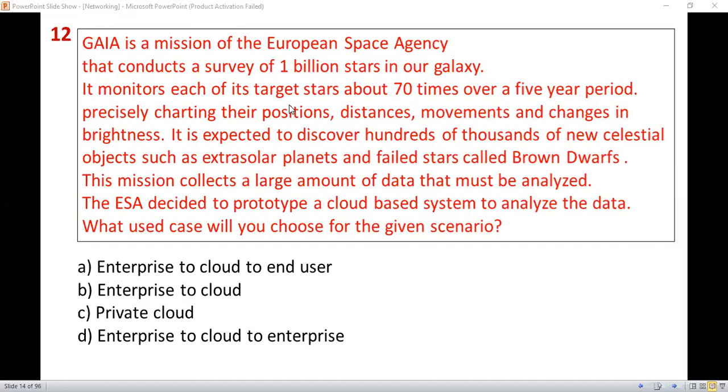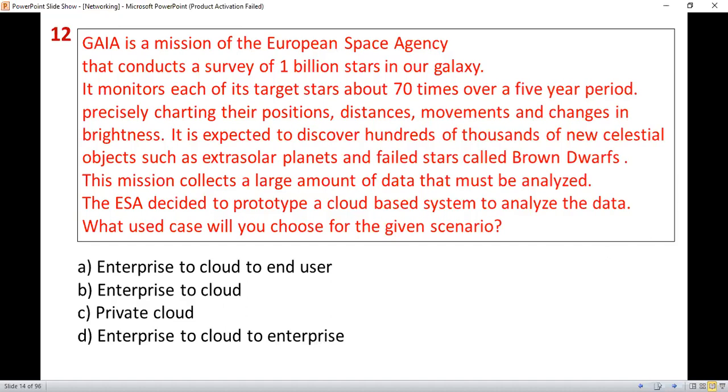Right. Answer will be D. We can choose the scenario: enterprise to cloud to enterprise. The mission is to collect a large amount of data that you must analyze. So firstly we go with the enterprise, and we can convert the data in the cloud, and after that we can go back to the enterprise again with the data, so that we can decide the prototype of a cloud based system to analyze data, and this option will be the answer for this question.